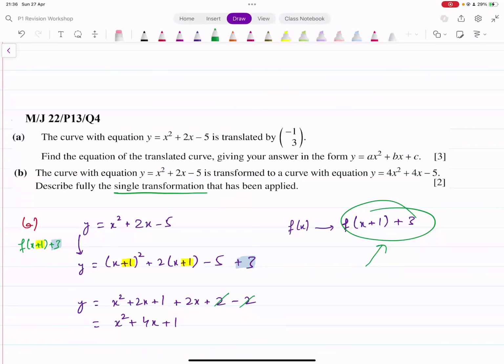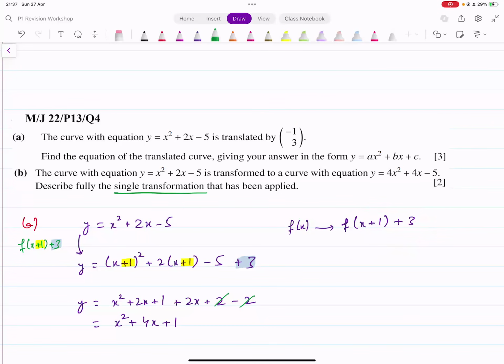Inside the function, you have plus 1 because of this horizontal transformation. Outside the function, you've got plus 3 because of that vertical translation. All you have to do is replace x with x plus 1 here, and outside the whole thing, have a plus 3, and then simplify that. Completing the square in this case is not necessary because you had the transformations given and you just had to apply them.